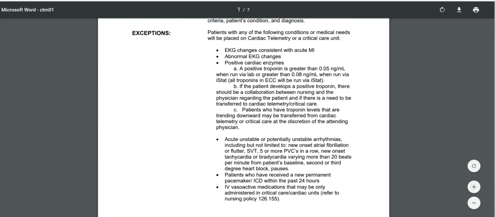People who should be on telemetry are people who have had EKG changes consistent with an acute MI, but they'll probably be in critical care. Changes in their EKG that are abnormal, but don't rise to the criteria for critical care monitoring. People who've had positive cardiac enzymes, either following up from their critical care experience. And when we say that, we mean a troponin greater than 0.05, my apologies.